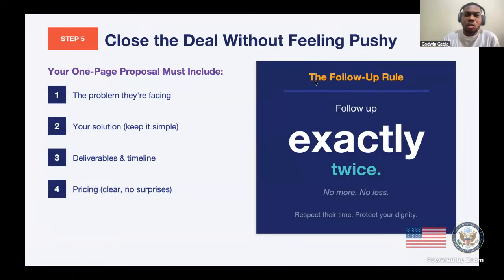Now, step 5, how to close the deal without feeling pushy. Now, you've convinced them that you're the right person for them, or you have given them enough information for them to want to hear you out in terms of the numbers. When you're closing the deal, you don't want to feel too pushy, because then it means you are losing your integrity or your dignity.